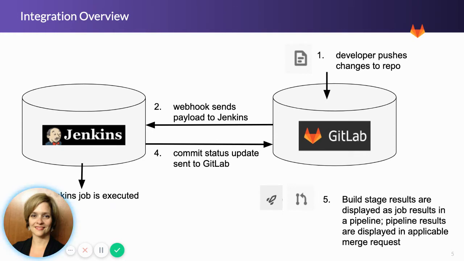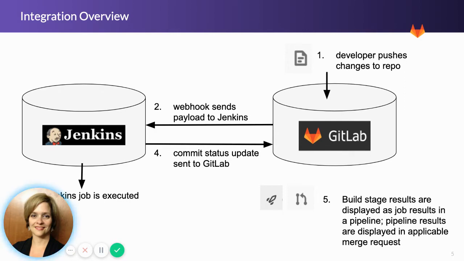Once those things are pushed to the GitLab repo, then the webhook is going to trigger and send that payload information about what just happened to Jenkins. Jenkins will then execute whatever job has been configured to execute based on that trigger. And then the commit status will be sent back to GitLab. So what was the result of that build or the particular pipeline stage?